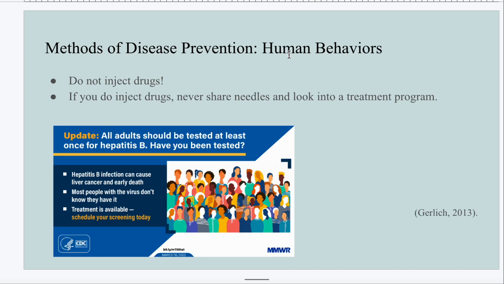Different human behaviors to prevent the disease: do not inject drugs, and if you do inject drugs, never share needles and look into treatment programs. All adults should be tested at least once for hepatitis B virus. This is what the CDC says. Hepatitis B infection can cause liver cancer and early death. Most people with the virus don't know that they have it and are asymptomatic.